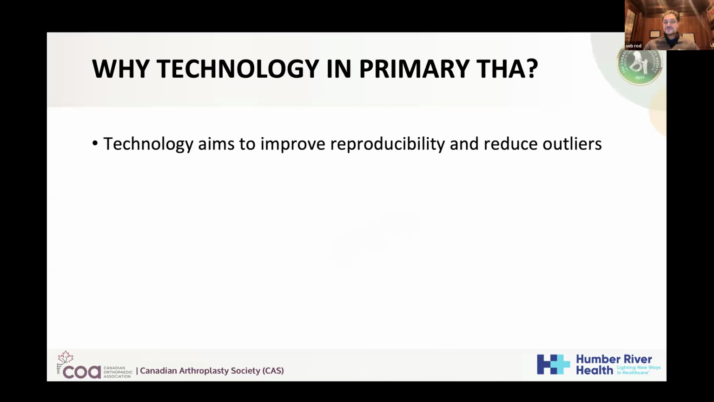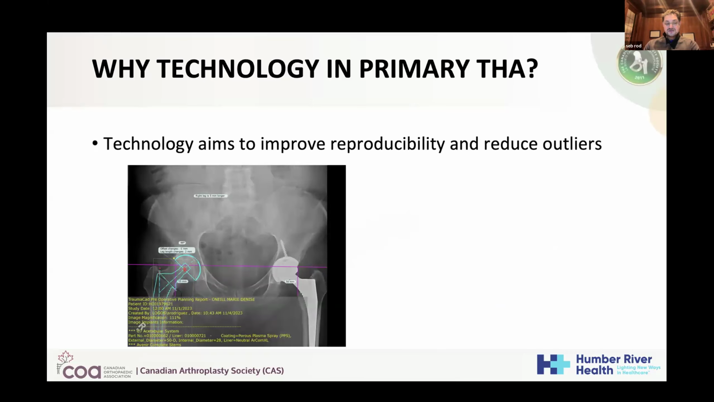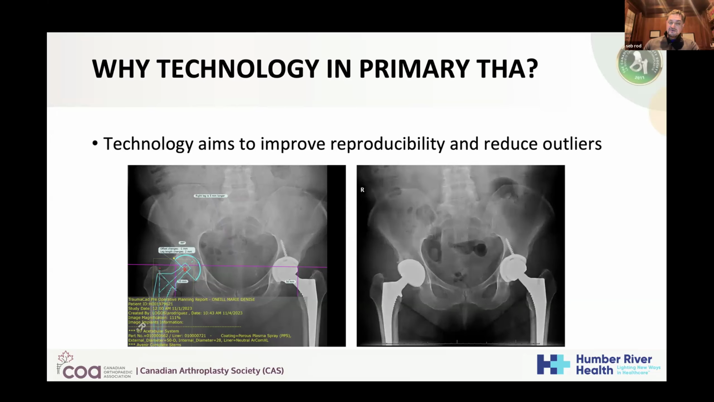So technology aims to improve the reproducibility and reduce outliers, both on x-rays, but also clinically in some patients. So you can have a great pre-surgical plan, like you can see here on the left, and really the goal of that, this is just a computerized template. So even this is, to a degree, use of some technology, though not what we're getting at today. And so this is your outcome. And you really want to be able to have reproducible means of doing that.